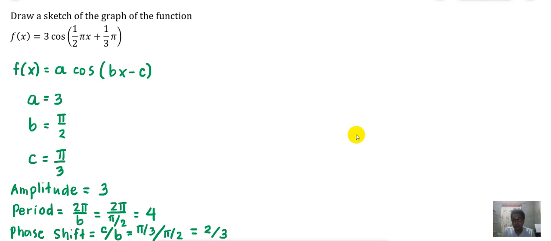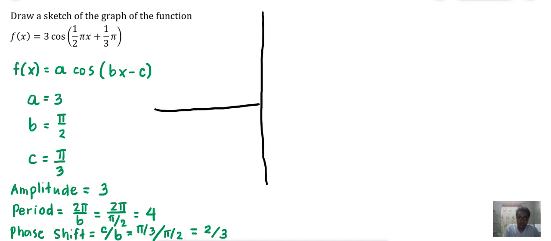Okay? The shift is to the left because what we have here is plus 1/3 pi. Okay? If it's plus, the shift of our graph is to the left. If it's minus, the shift of our graph is to the right. So basically, we need only this. Let's not draw the original graph of a cosine function. We know how that looks already. So, let's graph the transformation graphs, okay?